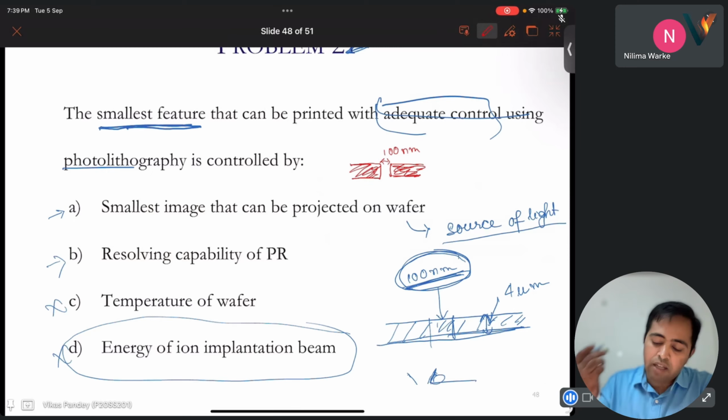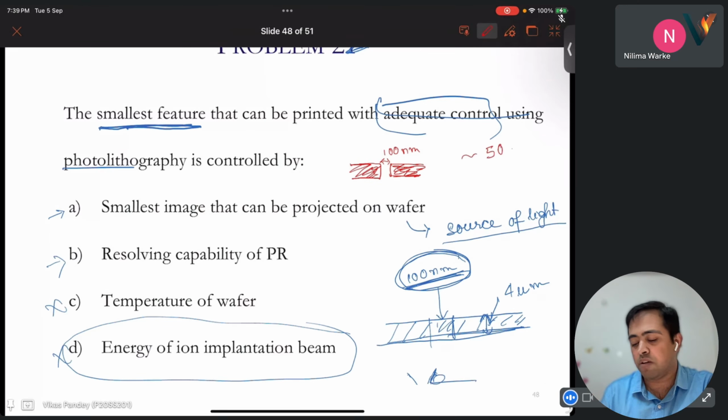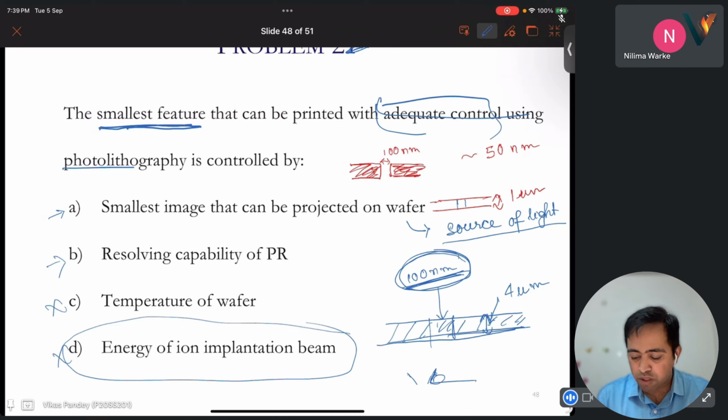So say I have a light source of 50 nanometer, which is very high energy actually, very high. But our resist itself is say 1 micrometer. So when we expose it with light, it will not cut it like this. It will go somewhat like this.